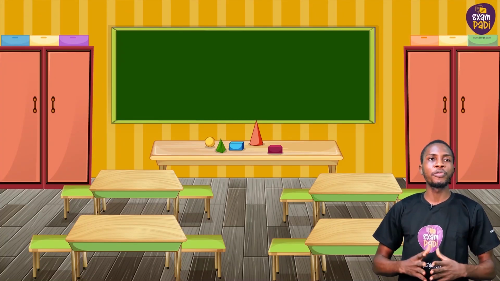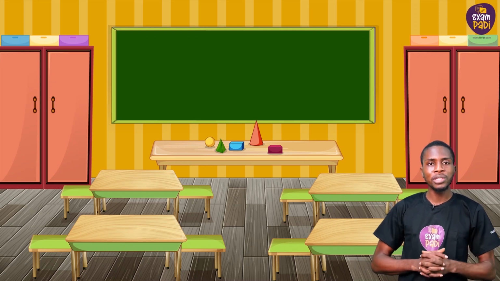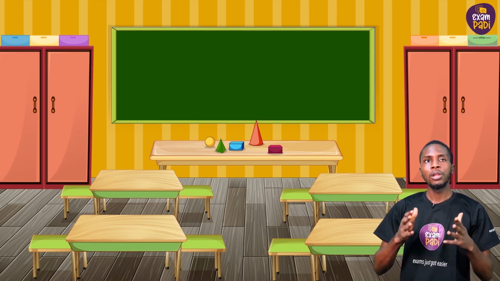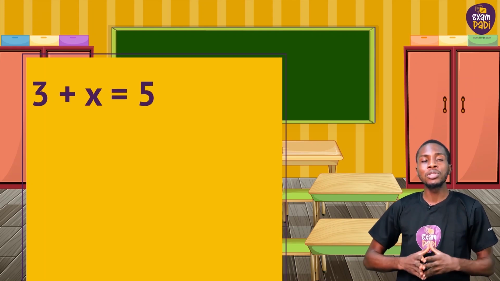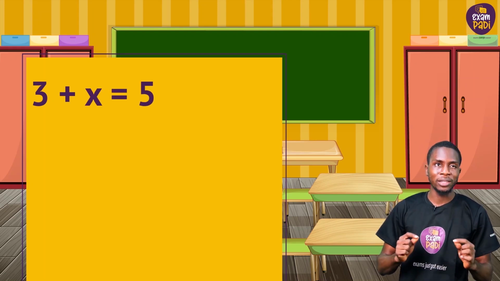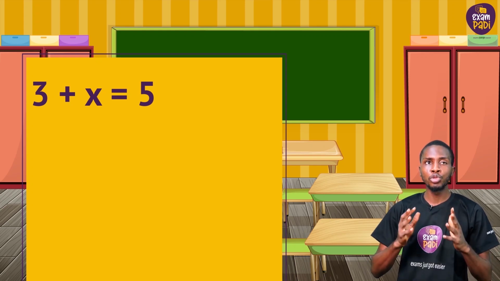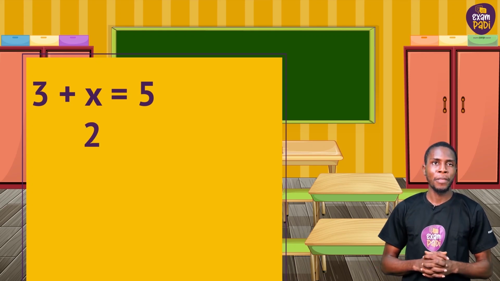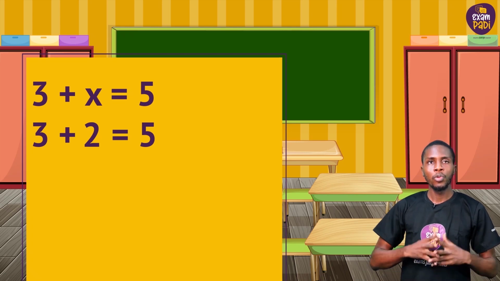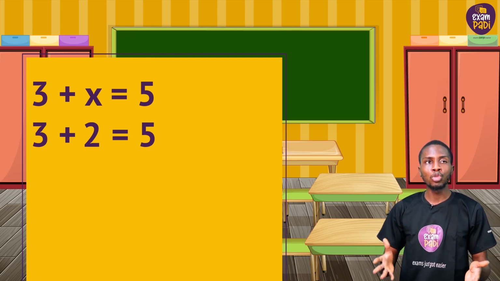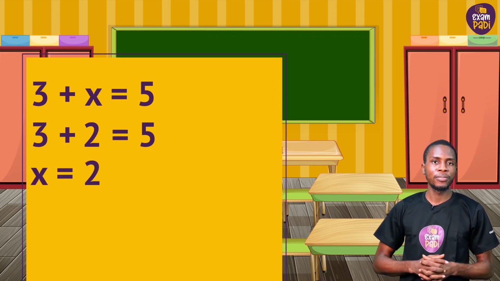After we have learned how to find the values that make open sentences true, look at the following algebraic equation. 3 plus x equals 5. It is easy to see that the only value for x that will make this equation true is 2. This is because 3 plus 2 equals 5. We say the number 2 is the solution of the equation, and we write it as x equals 2.